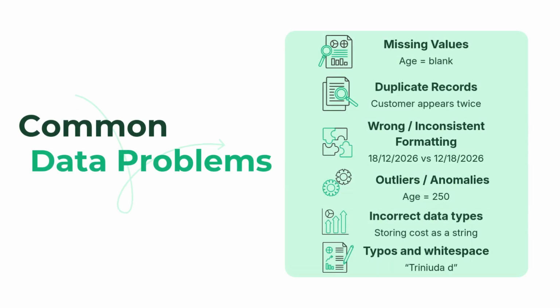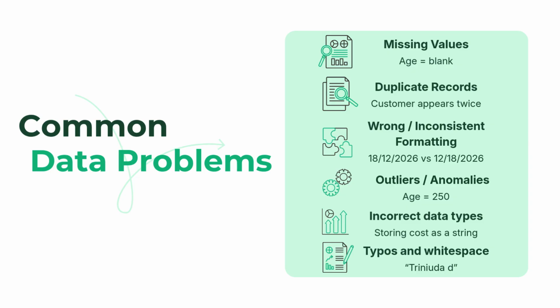Let's go through some of the most common data problems you'll come across. First, missing values, where some entries are simply left blank, like an age field with nothing entered. Second, duplicate records. The same record appearing more than once without intention, like a customer being listed twice. Third, wrong formatting, where data isn't in the right style. For example, a date written with the day before the month instead of the month before the day, depending on the format your analysis expects.